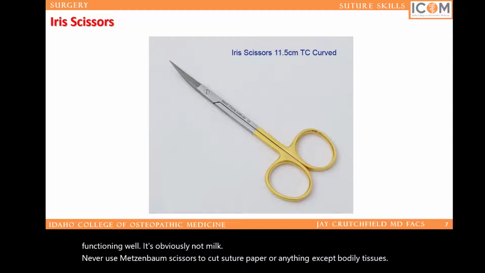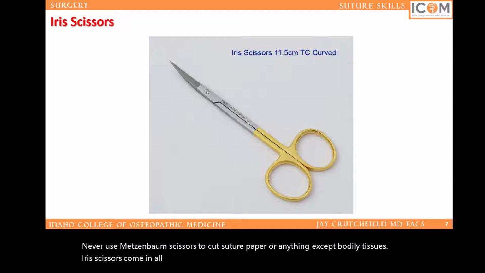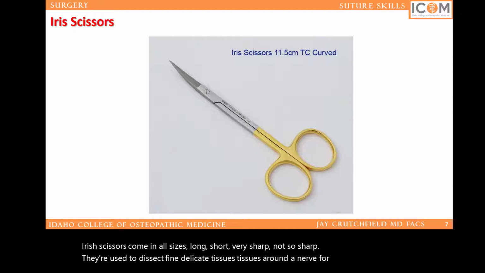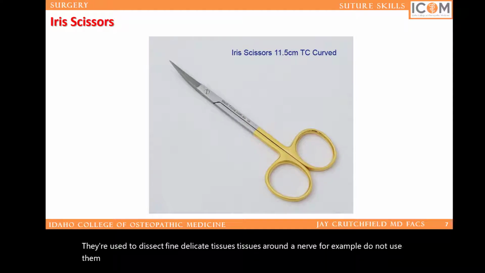Iris scissors come in all sizes, long, short, very sharp, not so sharp. They're used to dissect fine, delicate tissues around a nerve, for example. Do not use them to cut suture with.